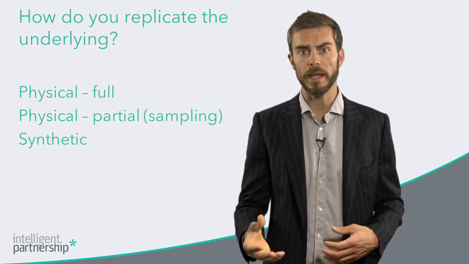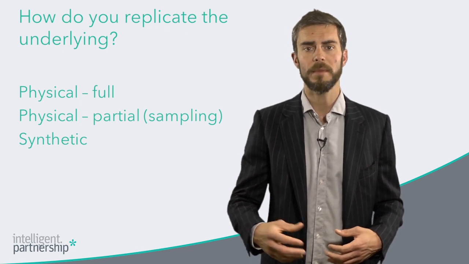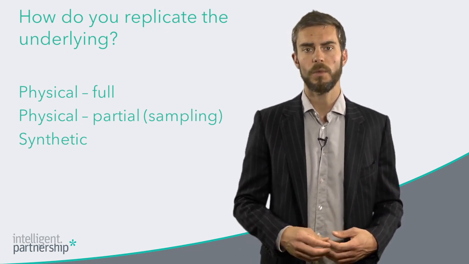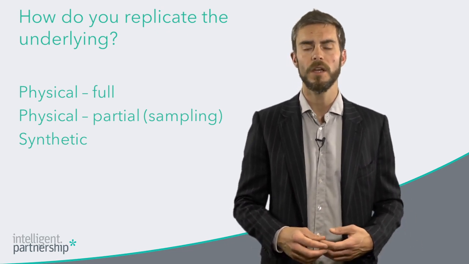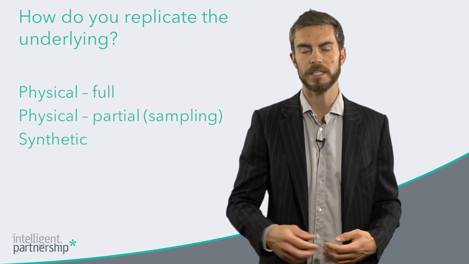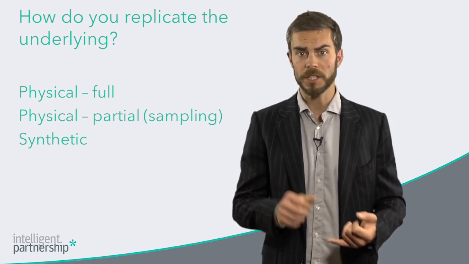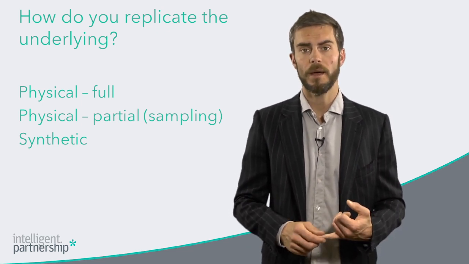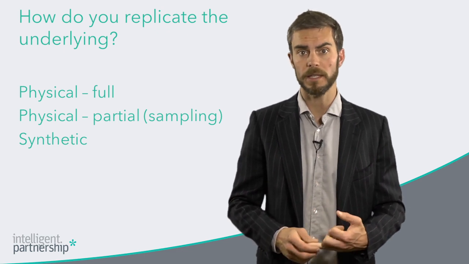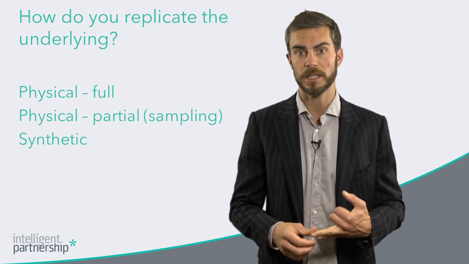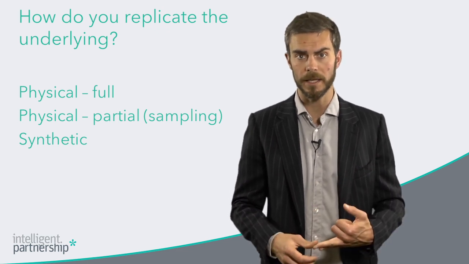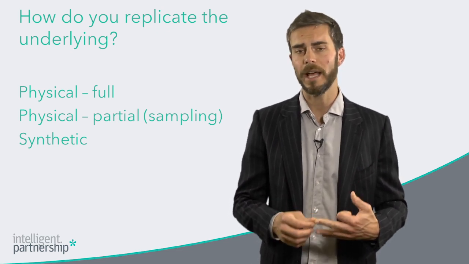The final way of tracking an index is synthetic replication, where you will enter into a swap arrangement with another third party who will pay you a return based on the index. That's the cheapest way of doing it, and it's also the most accurate way of doing it. So you get a cheaper and more accurate ETF. It tracks the underlying much more exactly, but it adds in another element of risk.